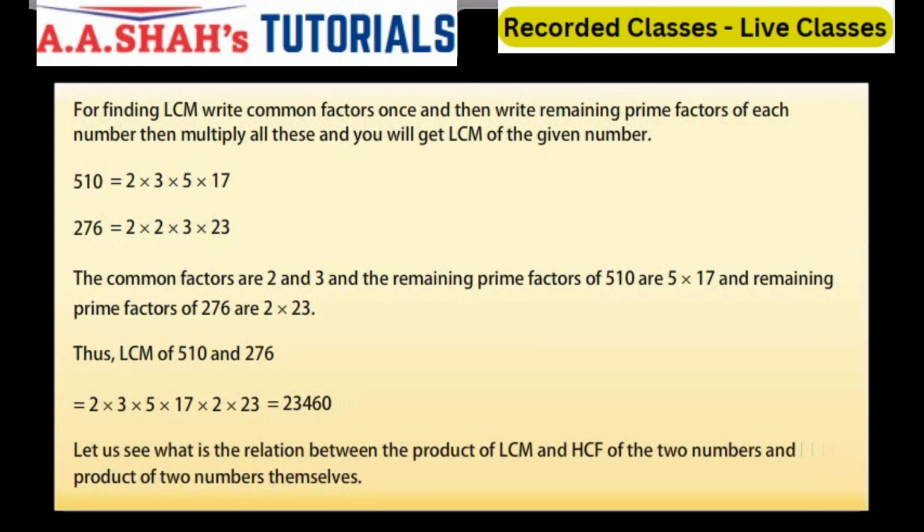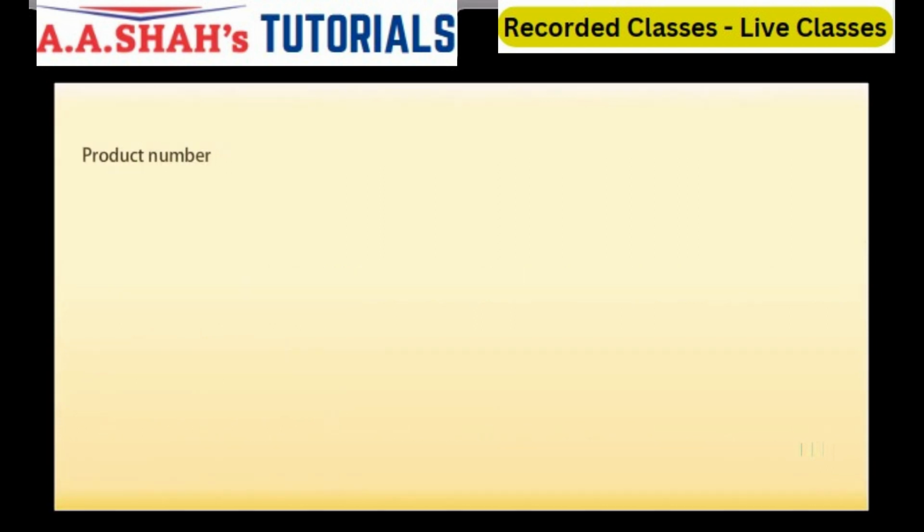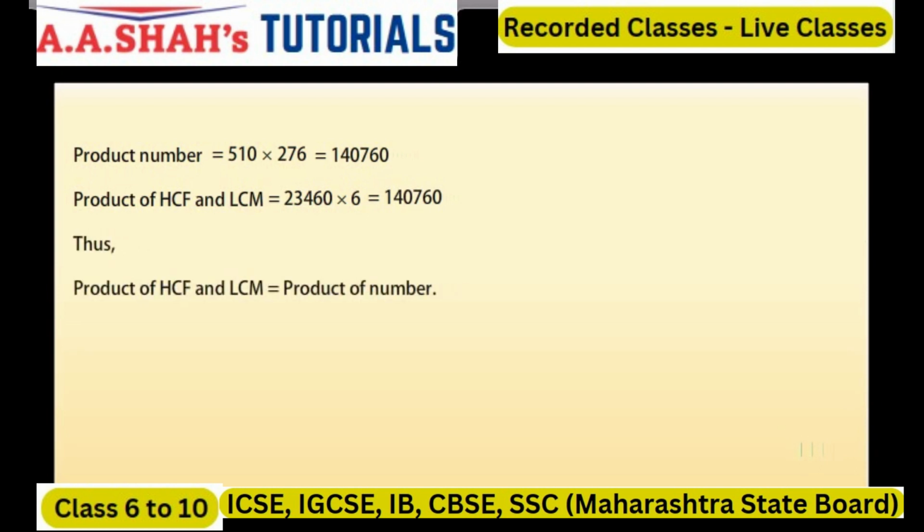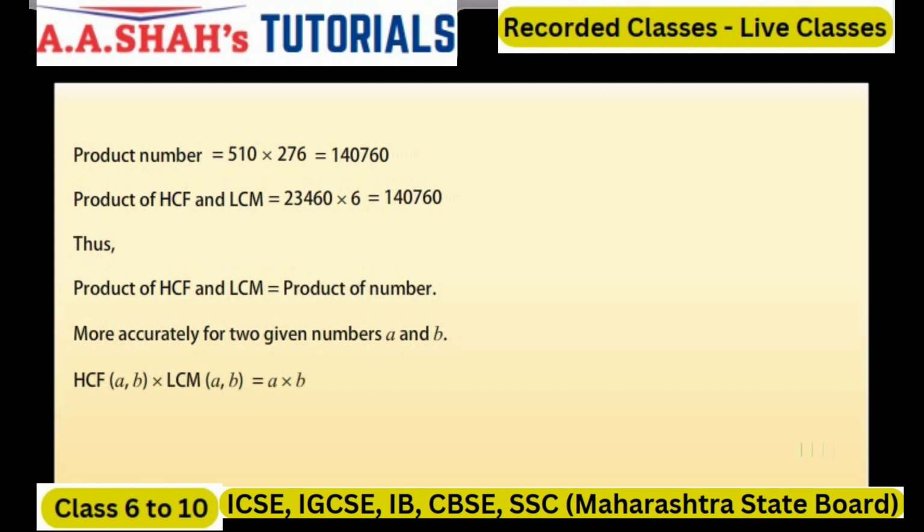23,460. Let us see what is the relation between the product of LCM and HCF of the two numbers and the product of the two numbers themselves. From the above discussed example, the product of the numbers is equal to 510 into 276, which equals 1,40,760. The product of HCF and LCM is equal to 23,460 into 6, which is 1,40,760. Thus, the product of HCF and LCM is equal to the product of the numbers. More accurately, for two given numbers a and b, HCF(a, b) into LCM(a, b) is equal to a into b.